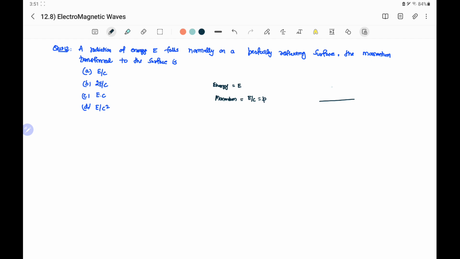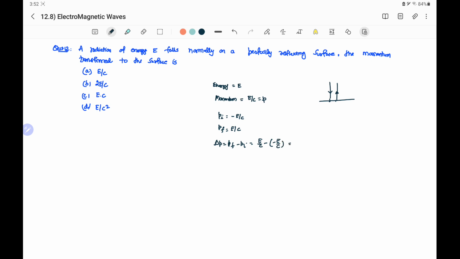The radiation falls on a surface and after striking it reflects back with the same momentum because the surface is perfectly reflecting. So we can write initial momentum Pi is minus E by C, because the downward direction is taken negative, so final momentum will be E by C because finally the radiation is coming out of the surface. So change in momentum will be equal to final minus initial. This is equal to E by C minus (minus E by C).